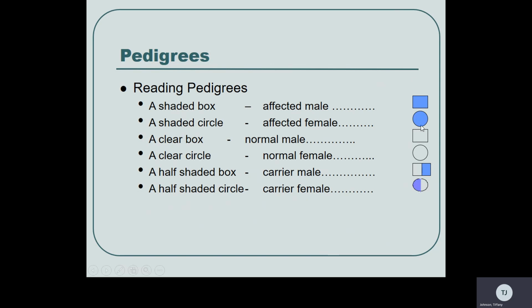Okay, so these guys are affected. These guys are unaffected. So boy affected, girl affected, boy unaffected, girl unaffected. So completely normal. And then these two are going to be heterozygotes, which is going to end up translating to being normal, but they can still carry it and pass it on to their children.